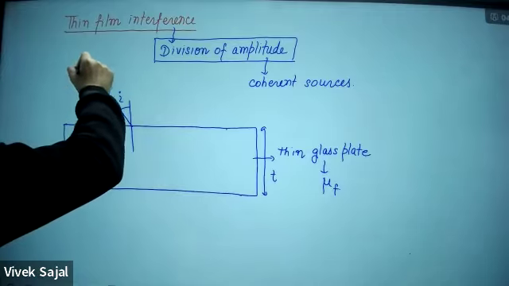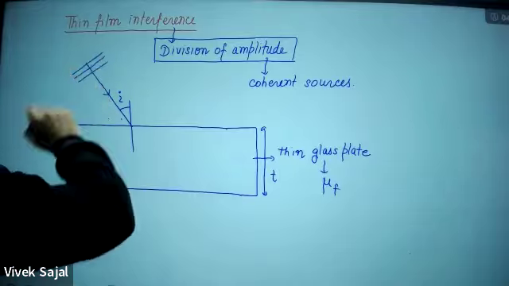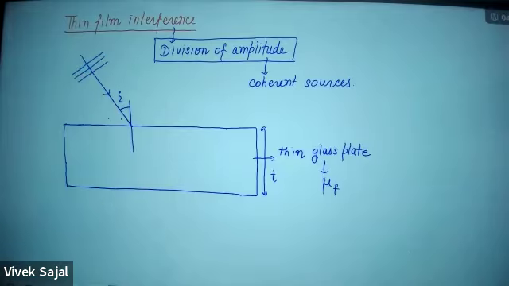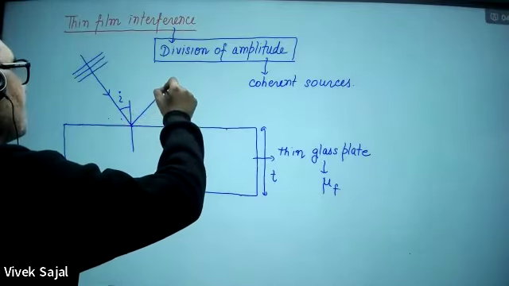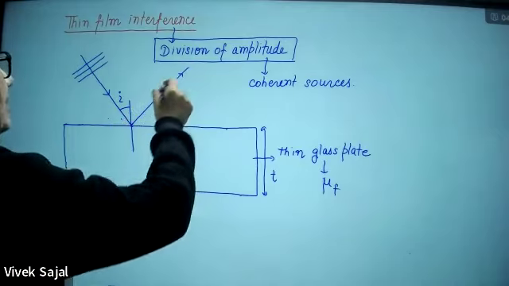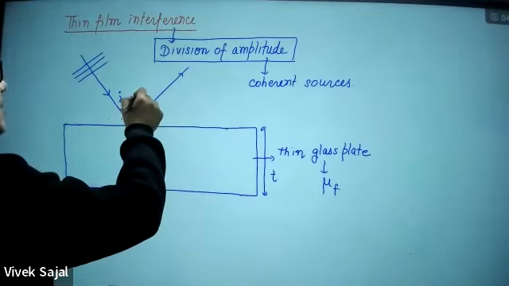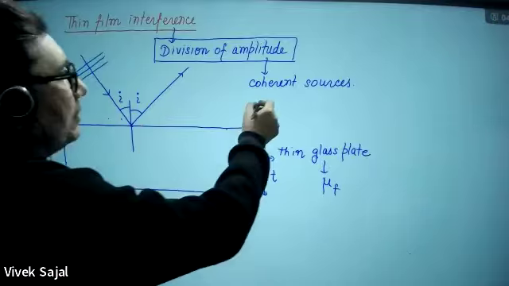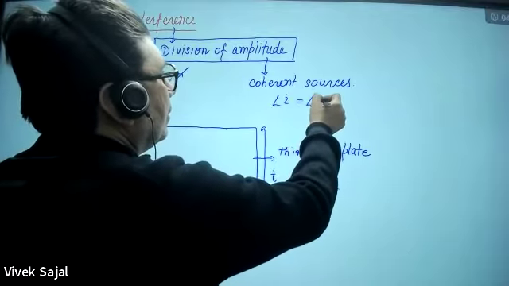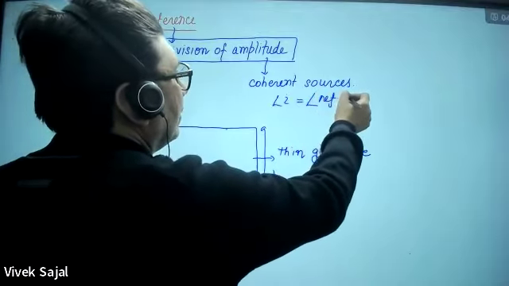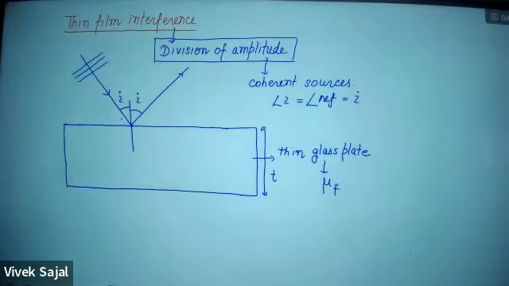So what is this here? This is actually wavefronts, parallel wavefronts. They are falling over here. Now what will happen? A part of it will be reflected back. Angle of reflection will be equal to angle of incidence. So here it should be R, but I'm writing it as I. That is angle of reflection, and I'm saying that is I. So it will be like this.